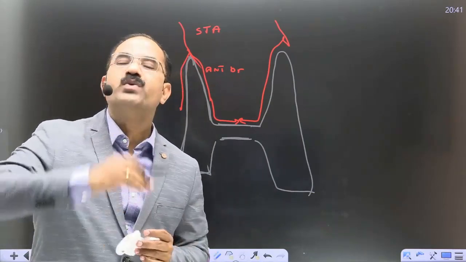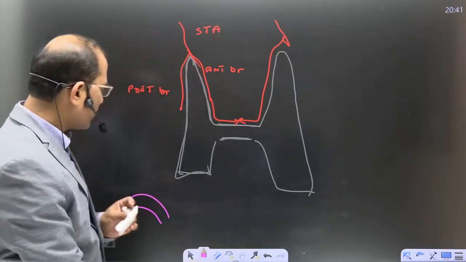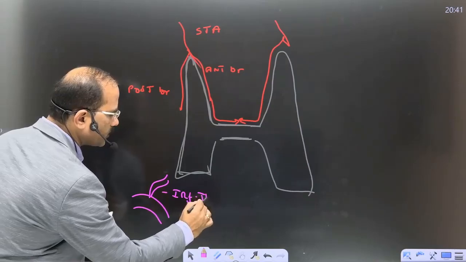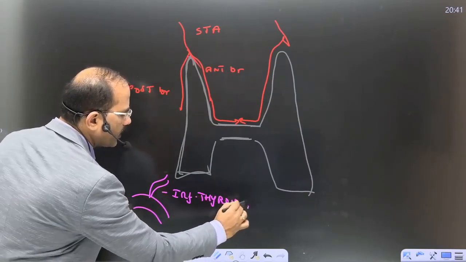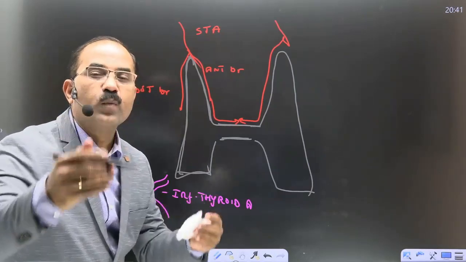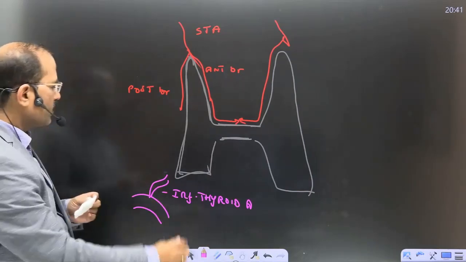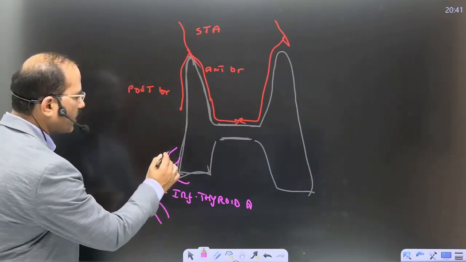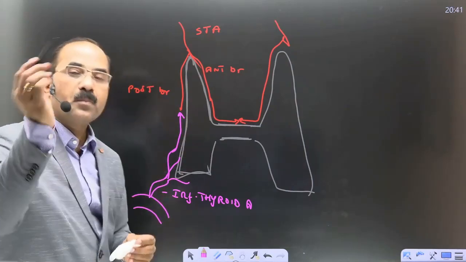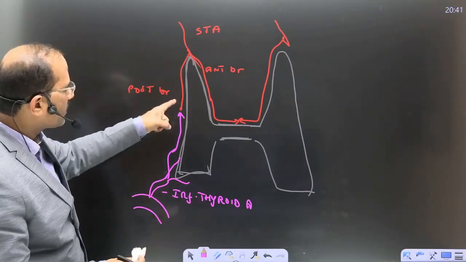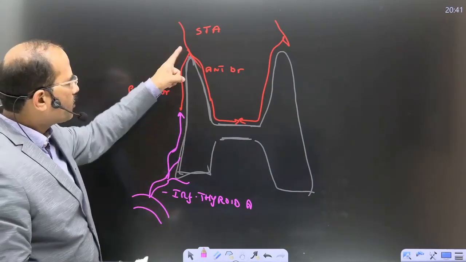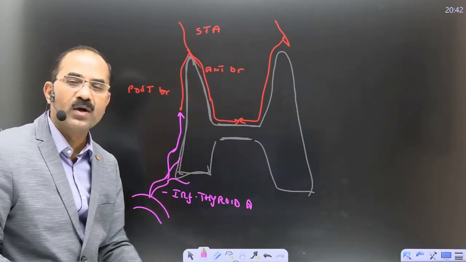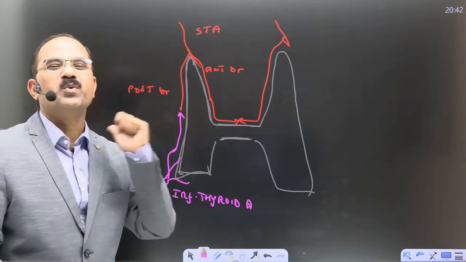So the subclavian artery gives the thyrocervical trunk. The thyrocervical trunk gives a branch here. This is the inferior thyroid artery. The inferior thyroid artery gives many branches here, and one of the branches of the inferior thyroid artery is going to anastomose with the posterior branch of the superior thyroid artery along the posterior border of the lobe.